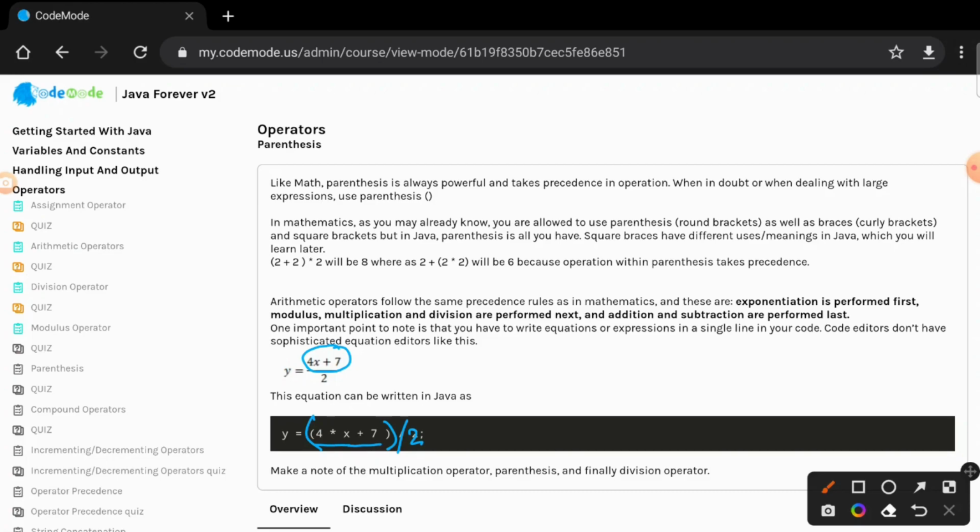As I said, parenthesis takes precedence over every other operation. Anytime you are in doubt, always use parenthesis. You cannot go wrong, and in one of the chapters, we'll see the uses of parenthesis, where we will be converting some of the mathematical equations into Java, and then write the code.